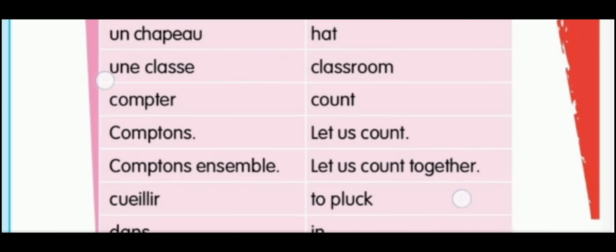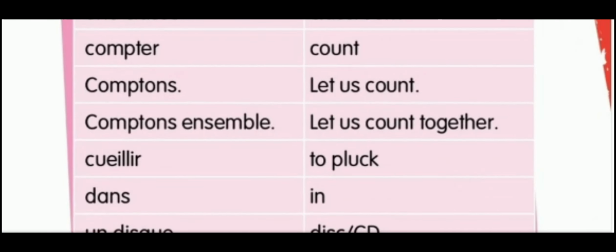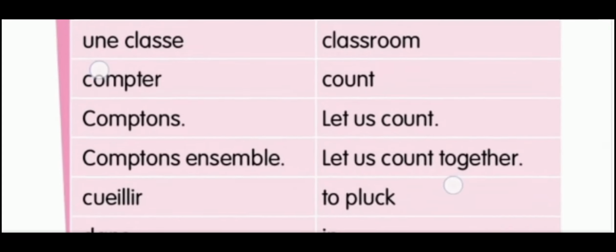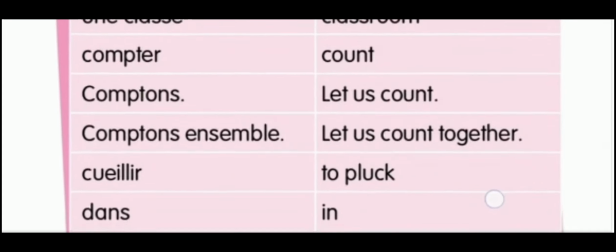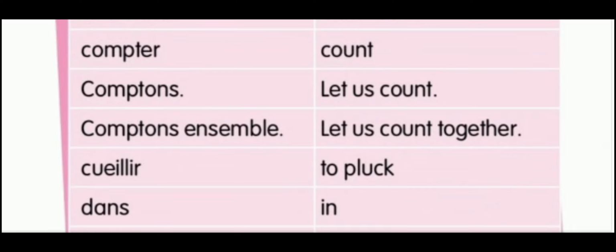Compter is to count. Comptons is let us count, and comptons ensemble is let us count together. So compter is count, comptons is let us count. So comptons and ensemble. Ensemble means together. When they both combine, they make let us count together.